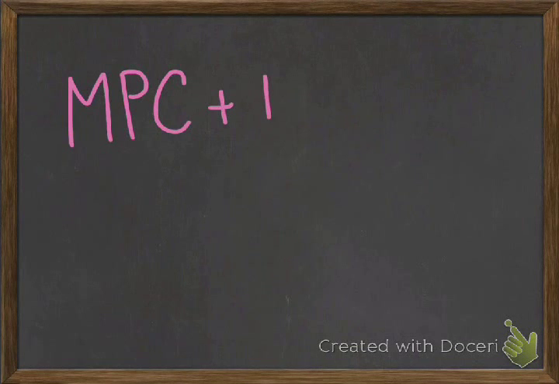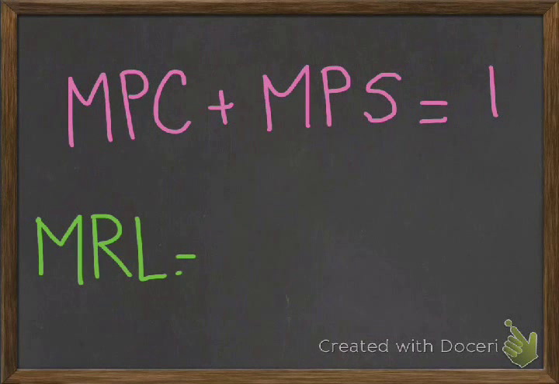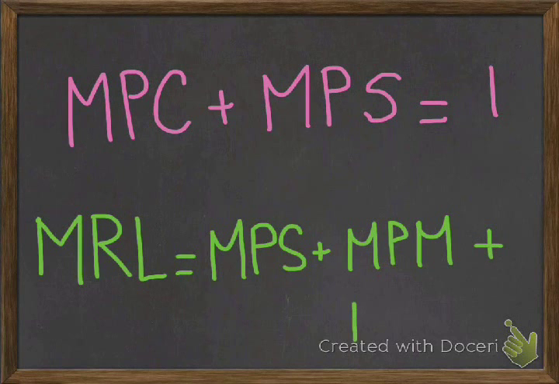We need to know some of the calculations. First, MPC plus MPS equals 1. The second equation is MRL, which is marginal rate of leakage, which I mentioned in the previous slide, equal to MPS plus MPM, which is marginal propensity to import, plus MRT, marginal rate of taxation.